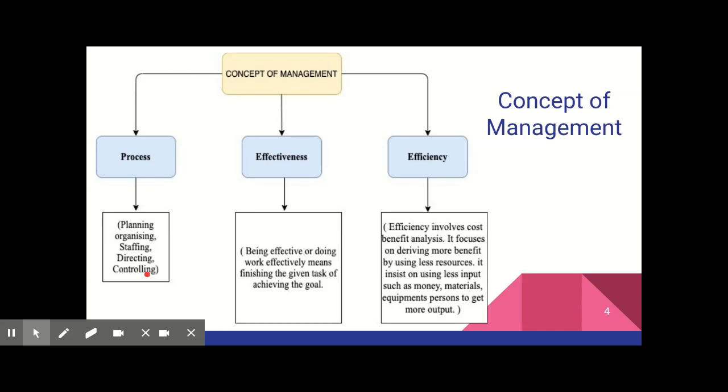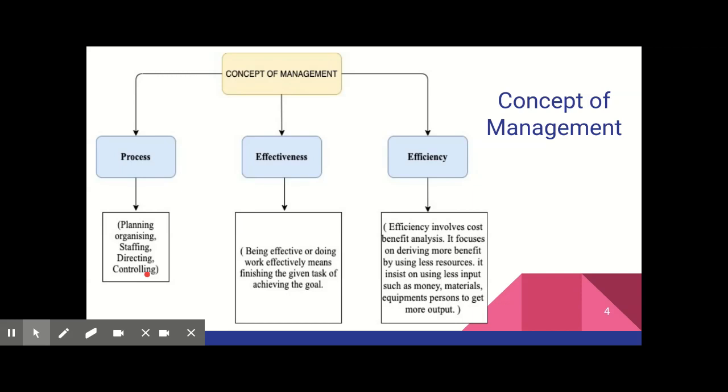Staffing is selecting or recruiting the human resource and giving training to the human resource. Directing is giving directions to the human resource to accomplish the organizational objective. Controlling is checking the deviation between the actual performance and the planned performance or the standards, and analyzing the reasons for the deviations, because based on that only the plans can be made for the future. So after controlling, again it goes to the process of planning. So management is a process.